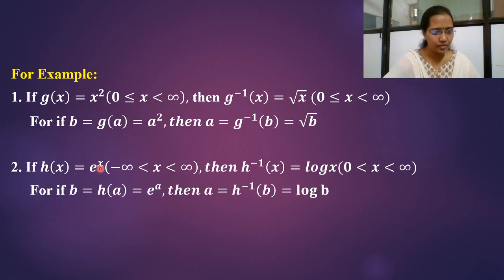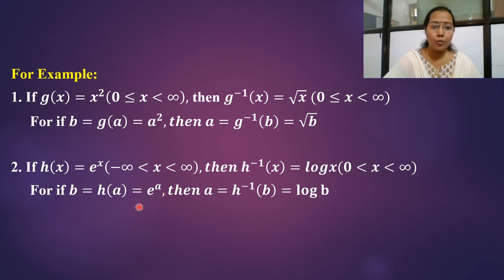By definition h of a will be e raised to a. Now look at this part, b is equal to h of a. From this, what will be a? a will be h inverse of b. Again, a is equal to h inverse of b. Now only consider b is equal to e raised to a.